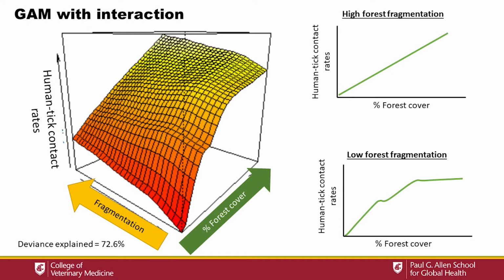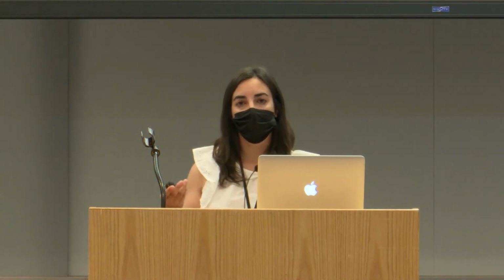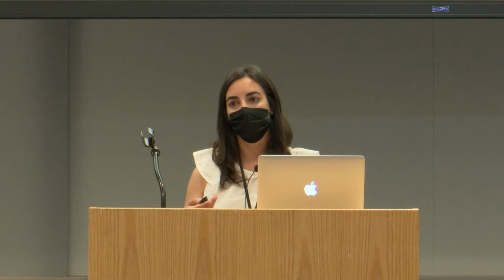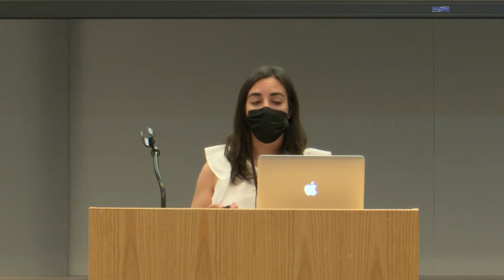We found that at low forest fragmentation levels, we still recovered that linear relationship between forest cover and human tick contact rate. But if the area was very fragmented, then human tick contact rate reached a plateau at a certain forest cover percentage. And that means that when you have more pristine areas, people are not really getting exposed in the pristine areas or the interior of the forest. So those are our main results from this model.